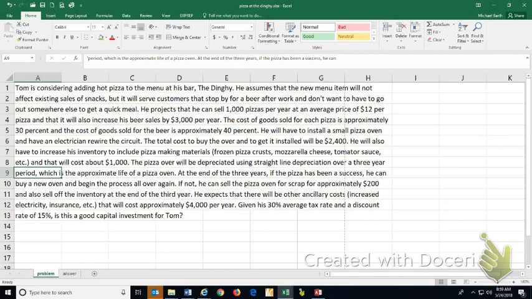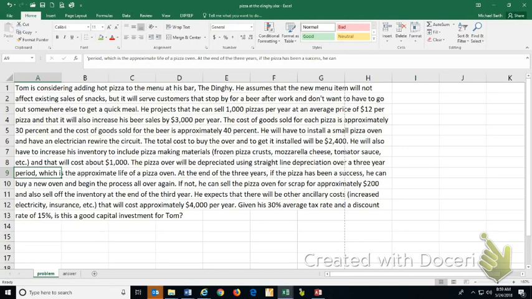That's the initial investment. He's going to have to spend $2,400 to put a pizza oven in. He's also going to have to spend $1,000 to buy some ingredients for pizzas: frozen pizza crust, mozzarella cheese, tomato sauce.